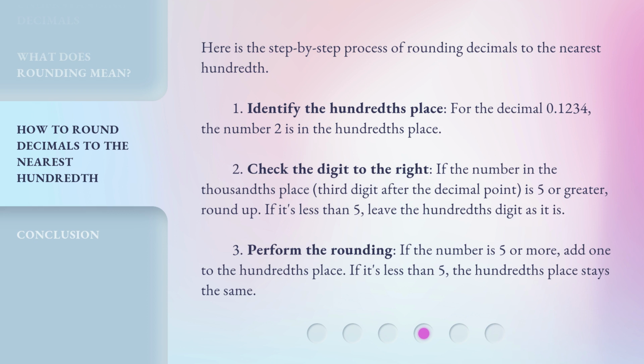2. Check the digit to the right. If the number in the thousandths place, third digit after the decimal point, is 5 or greater, round up. If it's less than 5, leave the hundredths digit as it is. 3. Perform the rounding. If the number is 5 or more, add 1 to the hundredths place. If it's less than 5, the hundredths place stays the same.